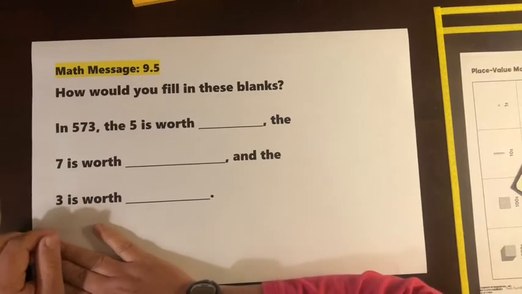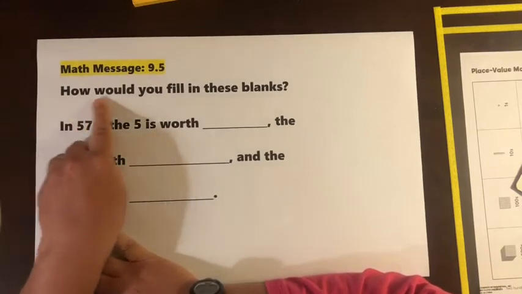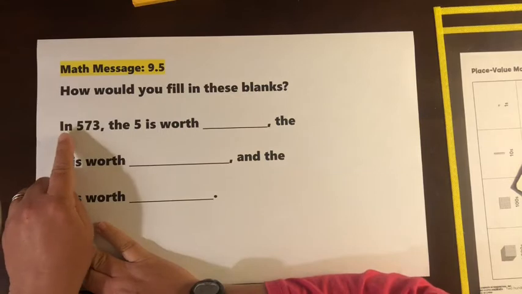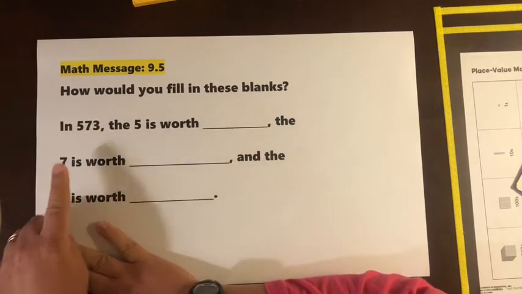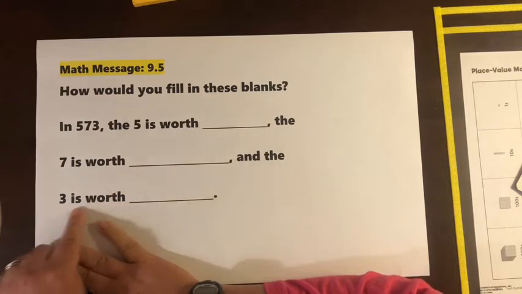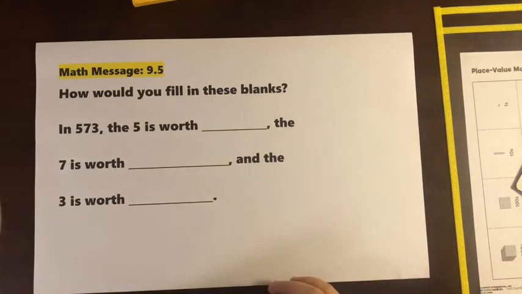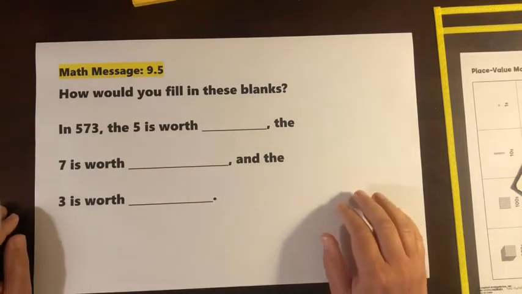Good morning, guys. So here's a question for you to answer. How would you fill in these blanks? In 573, the 5 is worth, the 7 is worth, and the 3 is worth. Write that down on a piece of paper or on the side of your math journal, and we'll check our answer in just a minute.